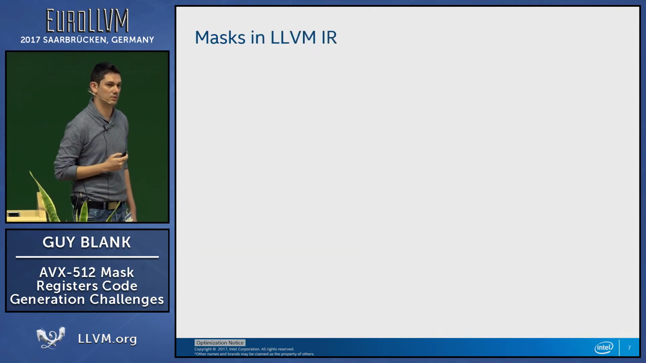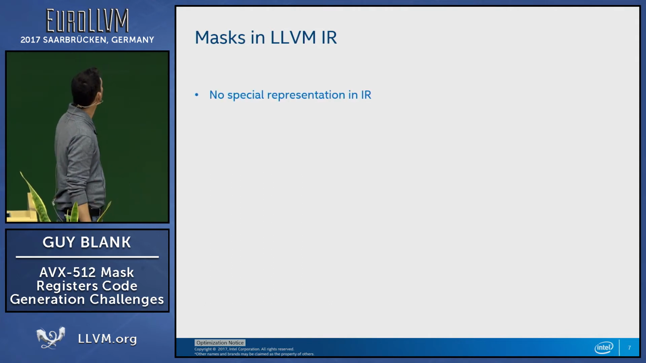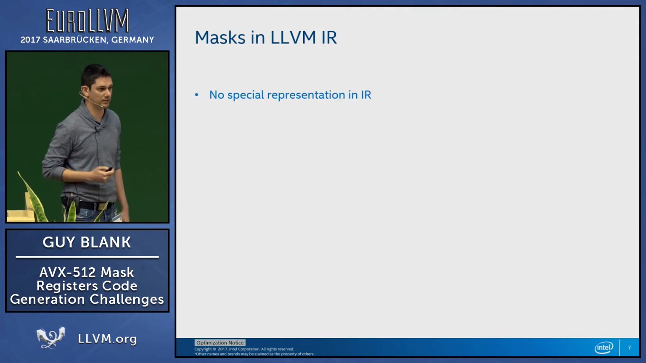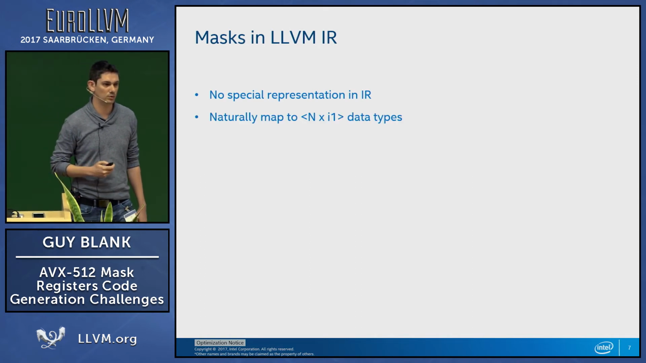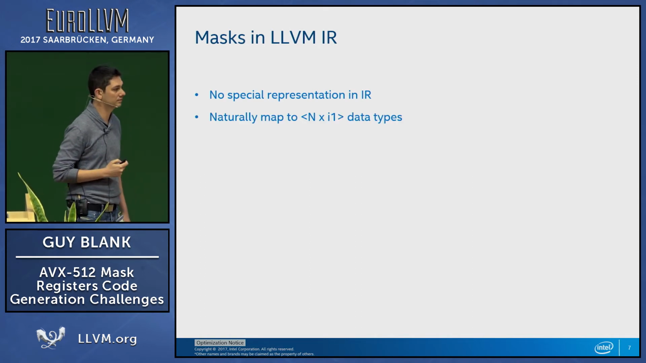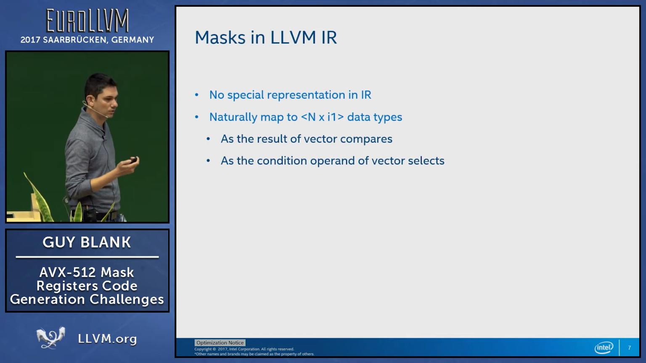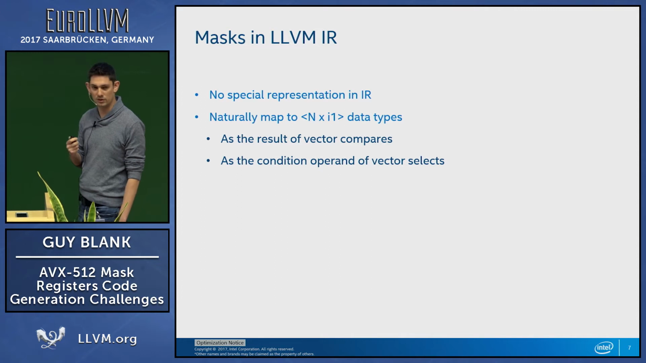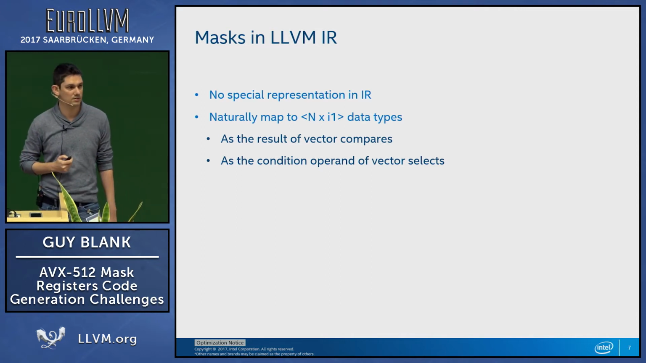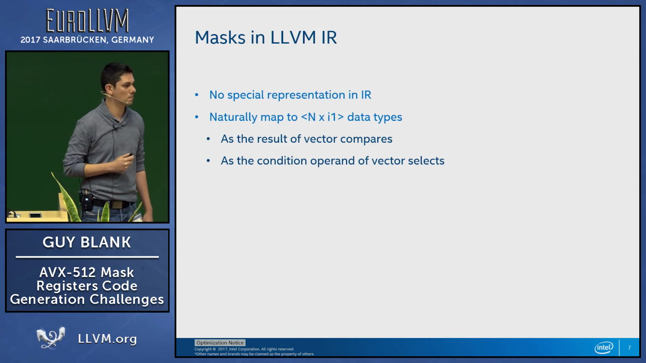Now, how are masks represented in LLVM IR? Well, they're not. There isn't really anything special for them, but they do quite naturally map to I1 vectors in IR. How so? We do have vector compares, so the result of the vector compares are I1 vectors, and also a condition operand for vector selects.